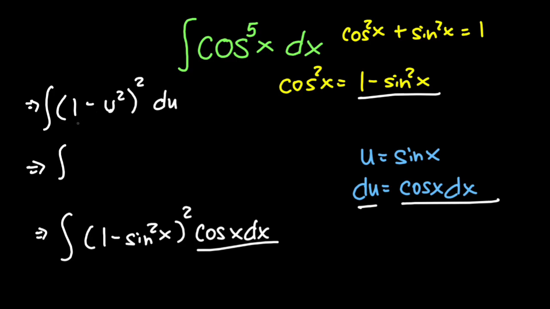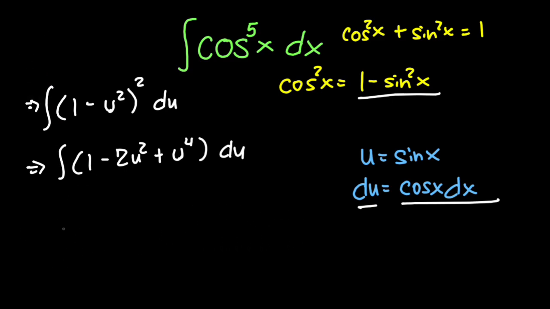Next step would be to expand this expression. So this is expansion of squares: 1 minus 2 multiplied by ab, which would be 1 multiplied by u squared, plus u squared raised to the power of 2, which would be u to the power of 4, du.